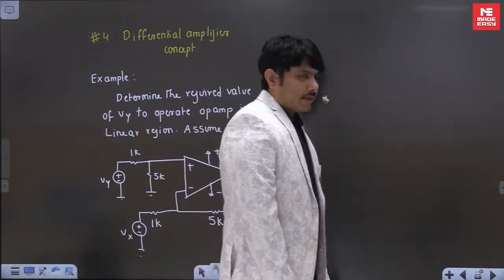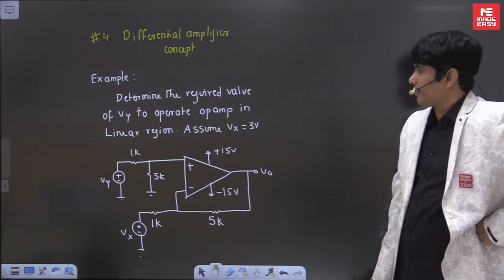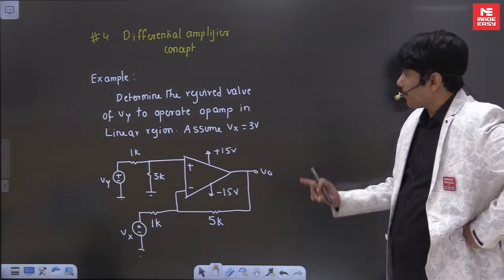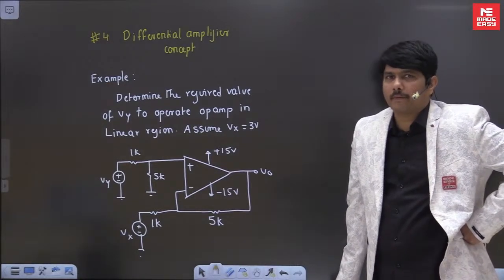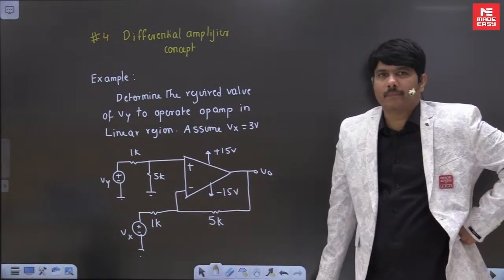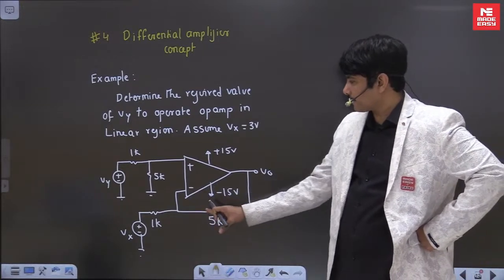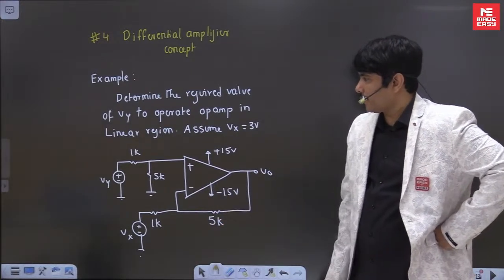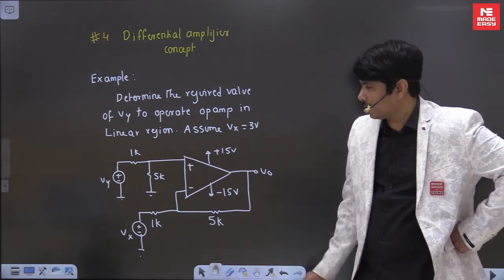Topic number 4 is related to a differential amplifier concept. You see this circuit properly, which is one of the important concepts in op amps. Differential amplifier means both sides you see the input, and amplifier means it works with only negative feedback. You have only negative feedback here. Nothing to confuse.